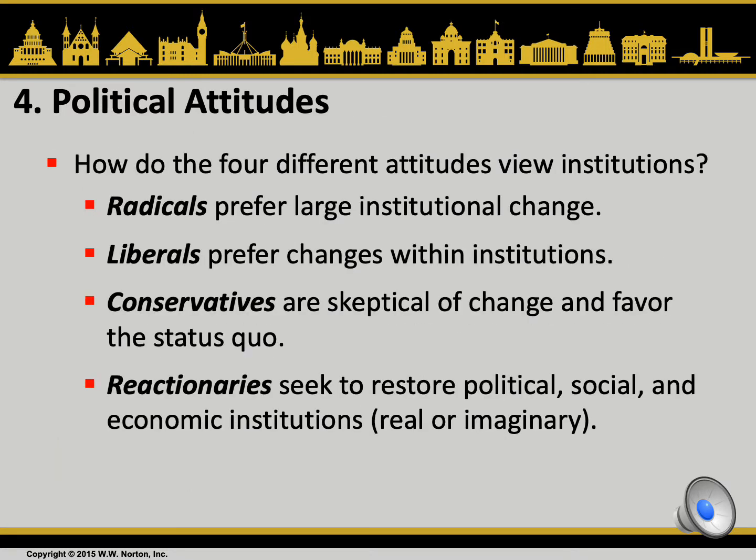In addition to the more measured attitudes of liberals, who prefer gradual change, and conservatives, who prefer the status quo, we have higher rates of desired change in radicals and reactionaries. Radicals really prefer large institutional changes much more than a liberal would. And reactionaries really seek change to return to the good old days, if you will, restoring political, social, and economic institutions of the past. So those two, with liberals and conservatives, really provide us the four attitudes with respect to rates of change of institutions.